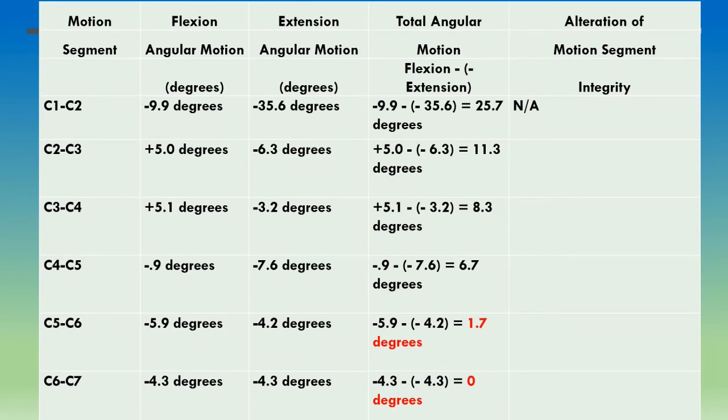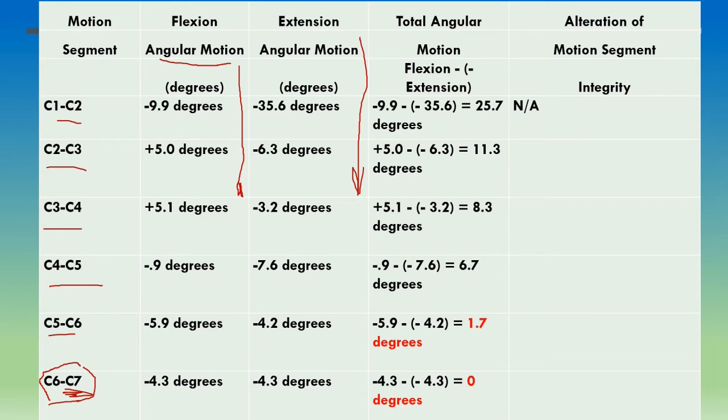Okay, so here are our findings. In the first column here, coming downward, we're going to provide our findings on the flexion angles at each of the spinal segments, beginning up at C1 and ending at C7. And remember, this is the area wherein we have the presence of the anomalous cervical rib at the C7 vertebra. So the C1, C2 flexion angle was minus 9.9 degrees. As the spine went into extension, the extension angle was minus 35.6 degrees.